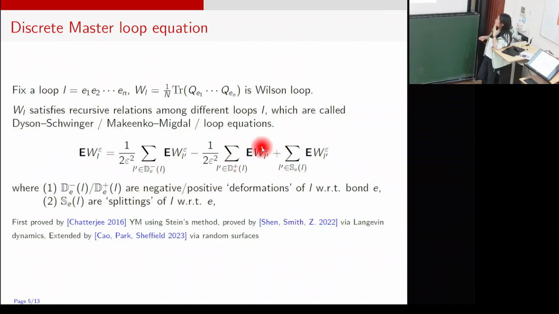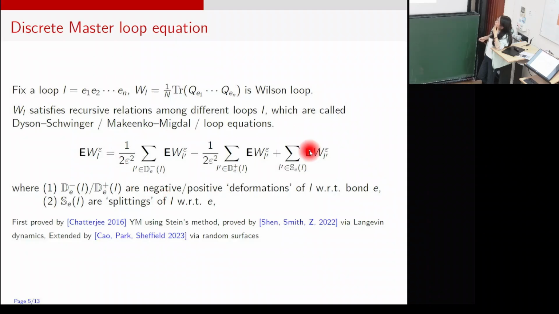Here we have 3 kinds of Wilson loop operations. This is only for this Lie group, which is U(1). If we consider more general groups like SU(N) or SO(N), we have other operations. And here we have this deformation part, depending on the so-called negative deformation or positive deformation, and also splitting terms. And I will give the definition of these operations in the next slide.